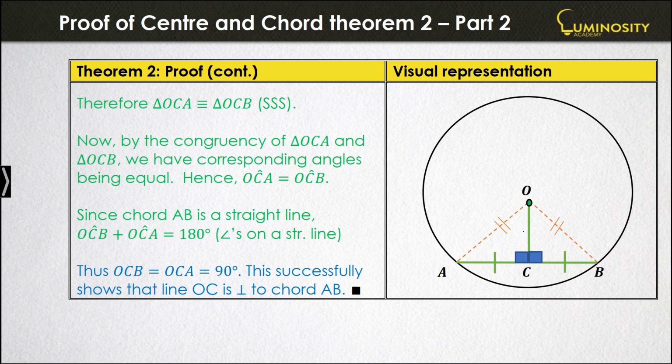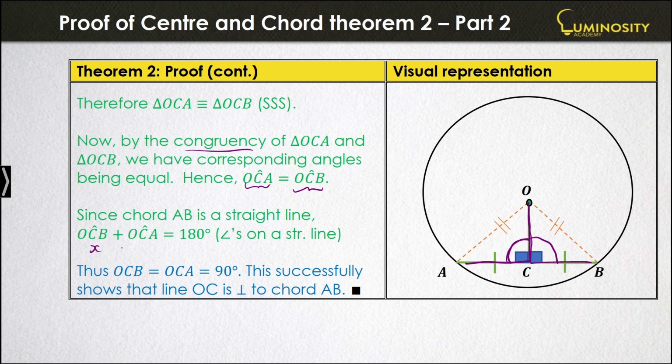Now the congruency of these triangles therefore implies that angle OCA must equal angle OCB. Okay, so we're saying angle OCA, which is this angle here, must equal angle OCB, which is that angle here. And that is by congruency of the two triangles. But we know that chord AB is a straight line, so that is another geometrical property that we are using. Therefore, the two angles that we are adding up must be 180 degrees. But we are saying that these angles are equal.